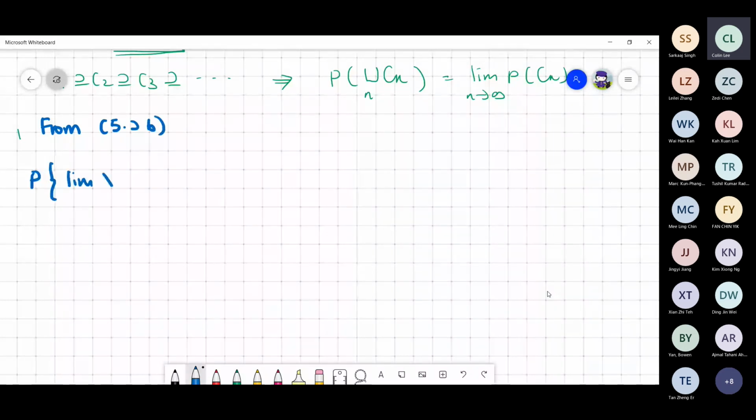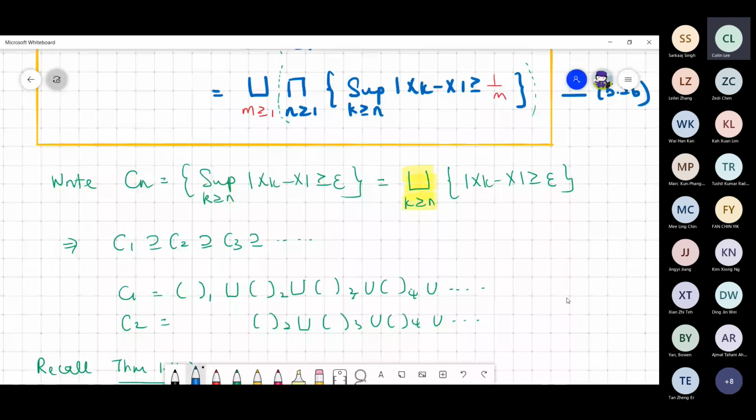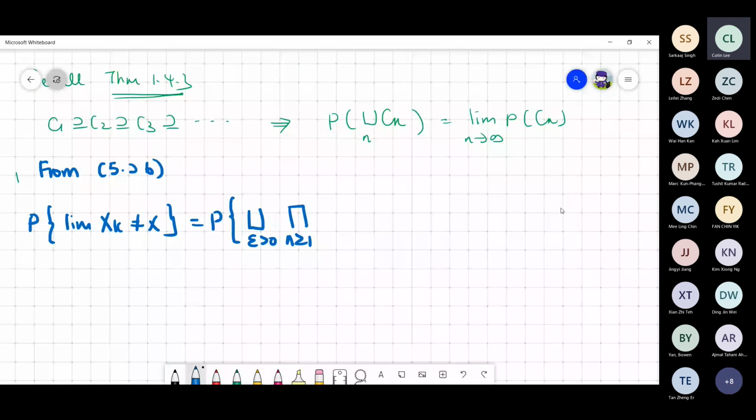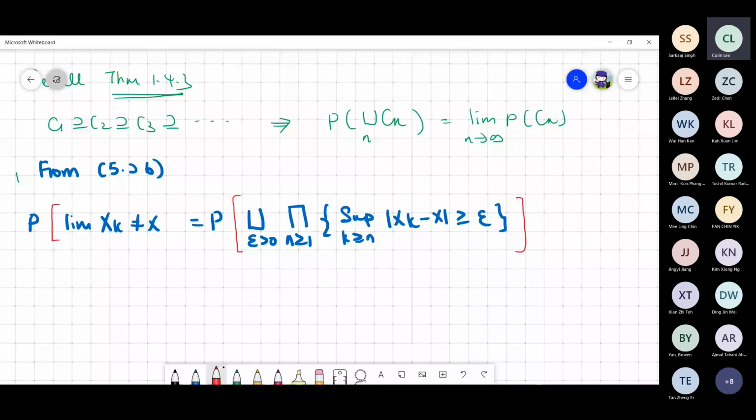The probability of limit xk not equal to x will be equal to the probability of, wow, lots of things, union of epsilon greater than 0 or 1 over m, doesn't matter, each can take either one. So n greater than 1 and the supremum. Okay, one by one. So this is the supremum of k greater than n, |xk minus x| larger or equal to epsilon. So we have a bracket outside here. Okay, we have this is equal to this.